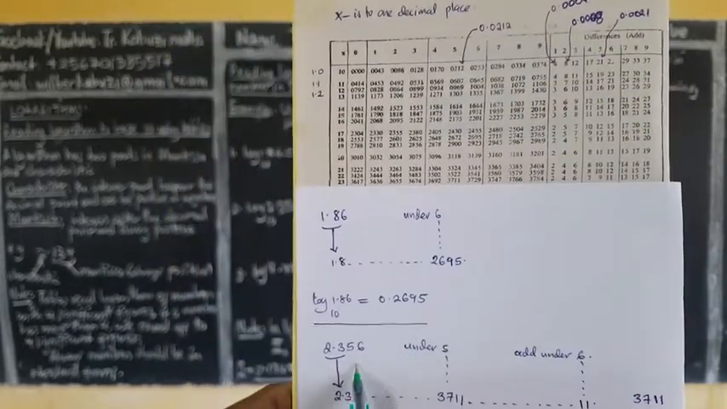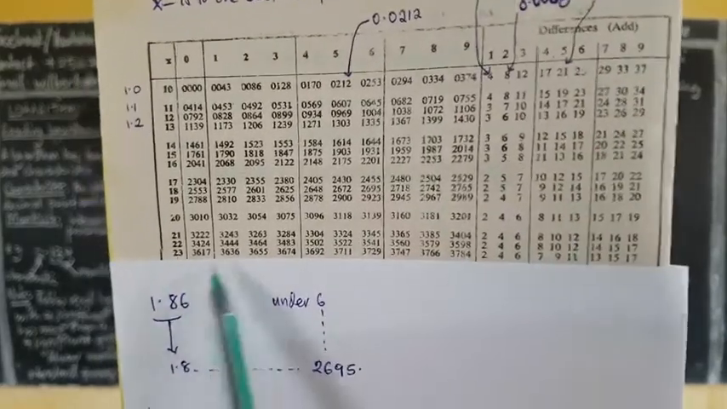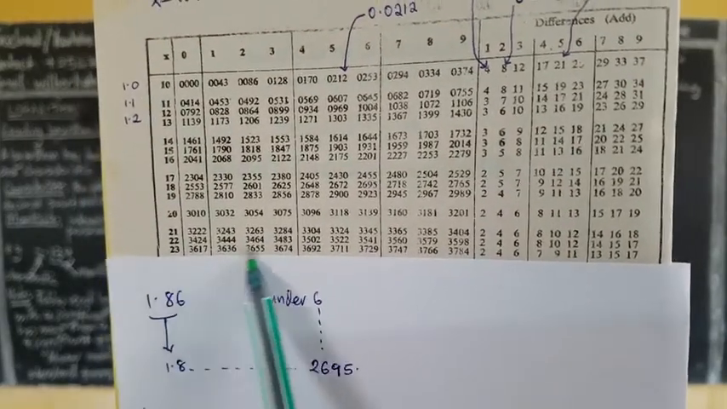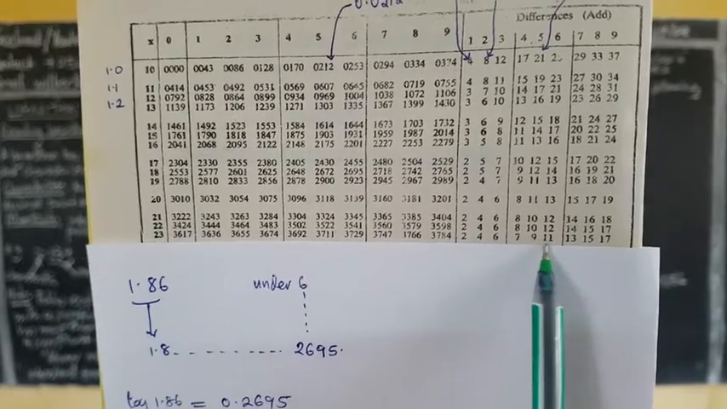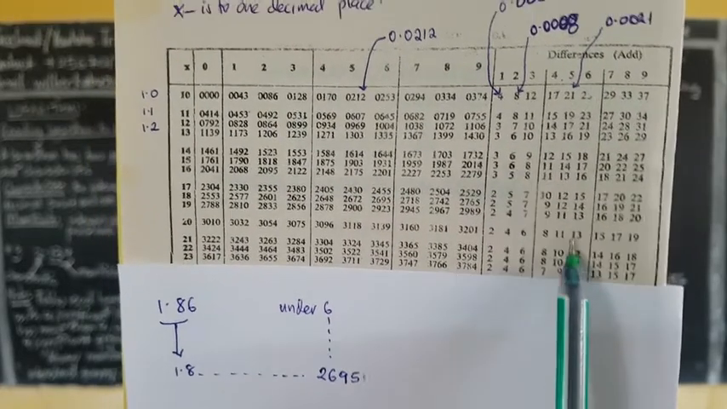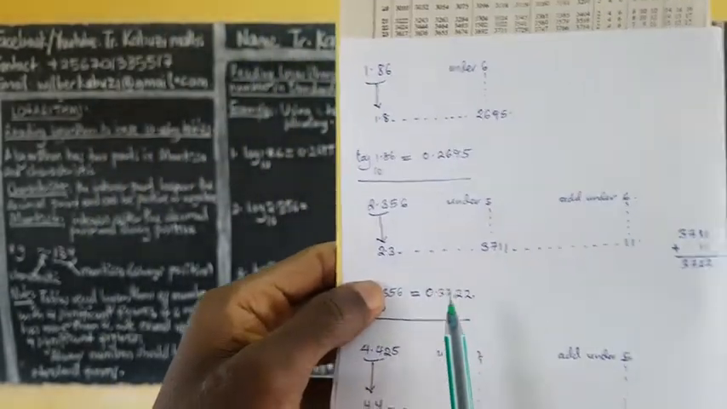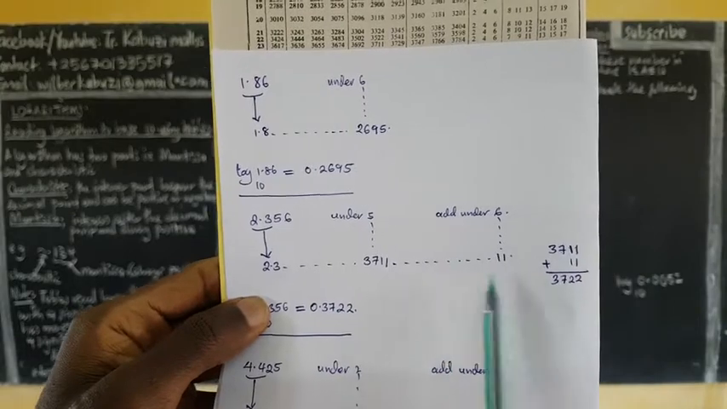We are adding under a 6. So when you go here, you see that the value 2.3 here under 6, you see the value which is there is 11. Under 6, I think you see it, it's 11. So when I show you here, it's going to be this, under 11.